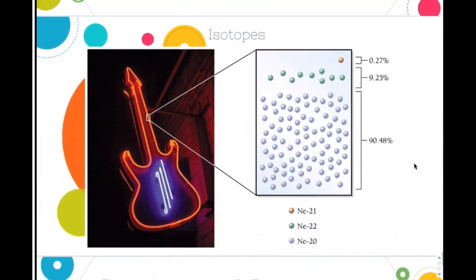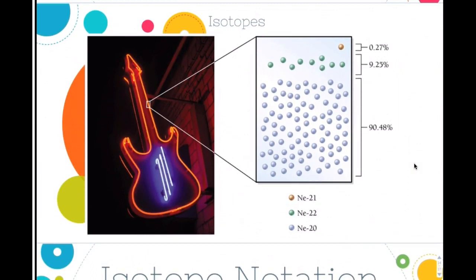And so we talked a little bit about isotopes in class, but an isotope is essentially the same number of protons, so the same identity, but different neutrons. And if it has different neutrons, it has a different mass.